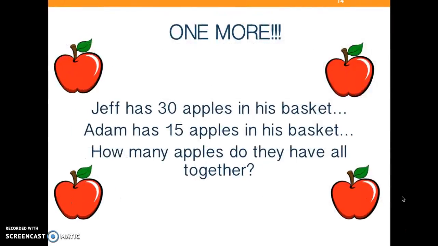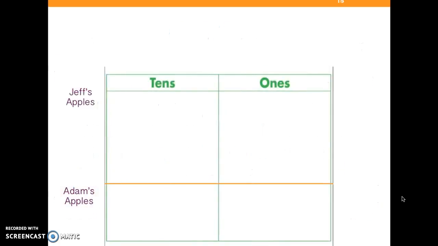All right, last problem. I'm going to do this on the back of your sheet. You're going to draw your own place value chart, and we're going to add up Jeff and Adam's apples. So Jeff has 30 apples in his basket. Adam has 15 apples in his basket. How many apples do they have all together?